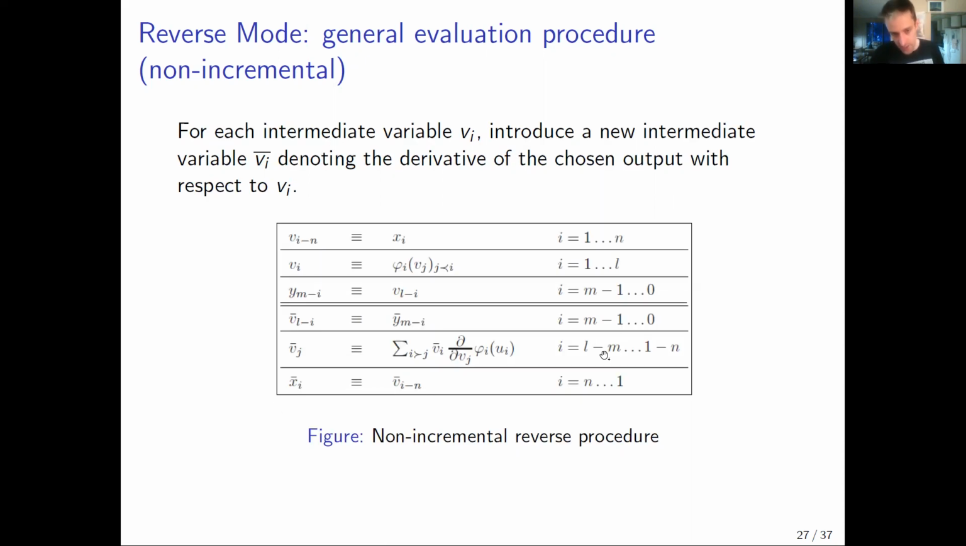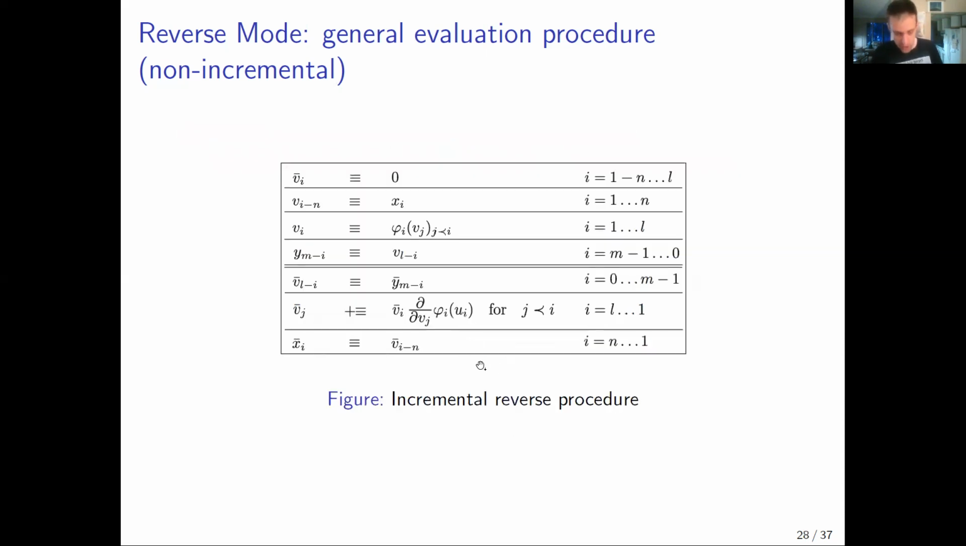And I guess this description of the procedure is called non-incremental because in one step here, we aggregate the contributions from all the downstream intermediate variables that depend on the current intermediate variable vj. There's another completely equivalent way to write this, which is called the incremental reverse procedure, which just means that instead of considering all at once all the downstream intermediate variables that depend on vj, we consider them one at a time, but the result is the same.